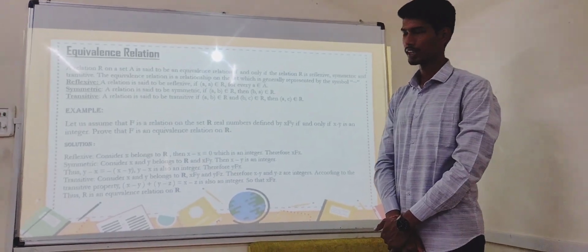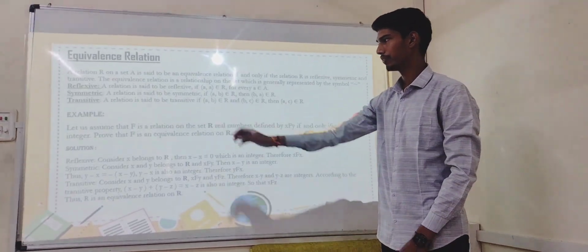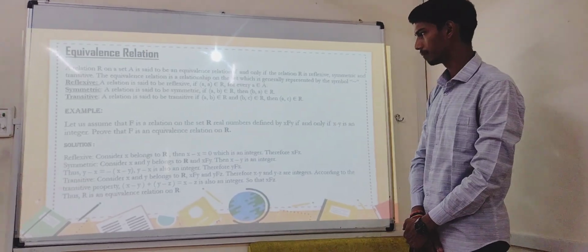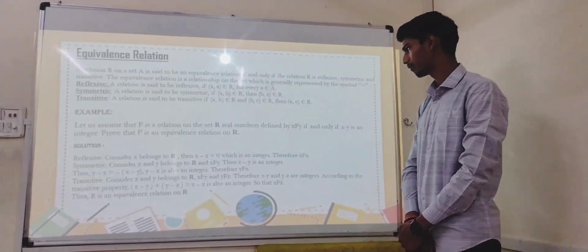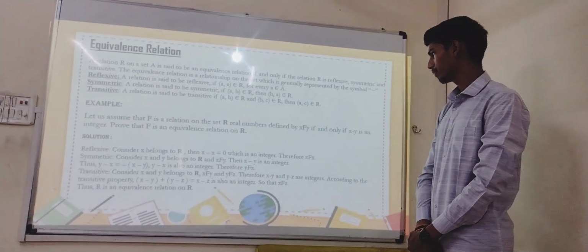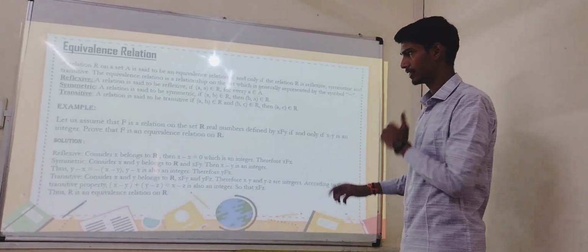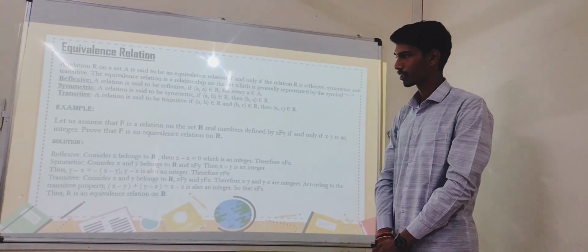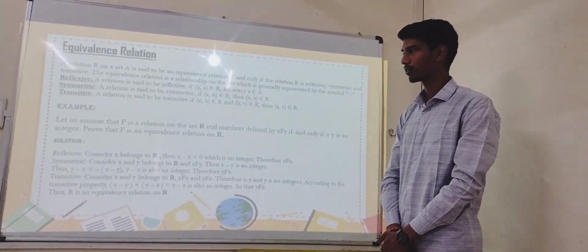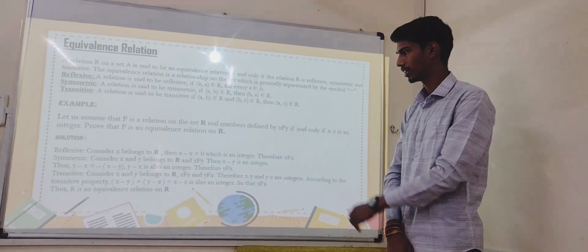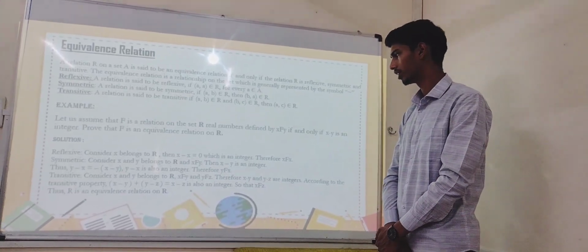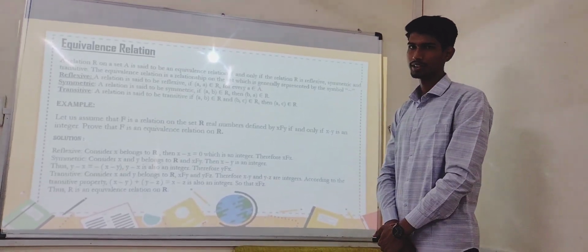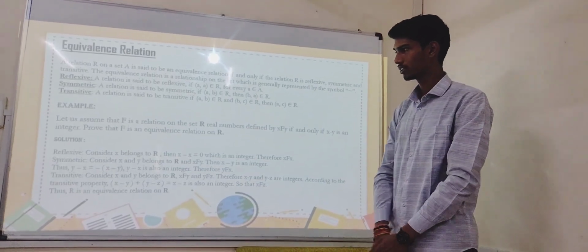Then let's take an example. Let's assume that F is a relation on the set R of real numbers defined by x F y if and only if x minus y is an integer. Show that F is an equivalence relation on R. Reflexive. Consider x belongs to R, then x minus x equals 0, which is an integer. Therefore, x F x.